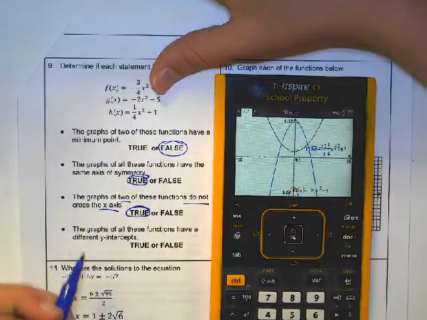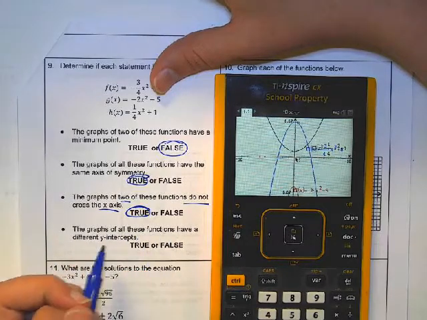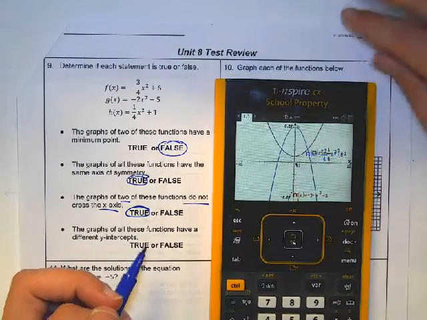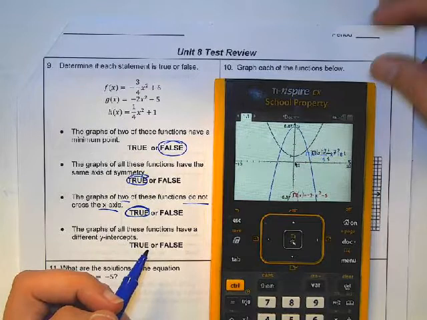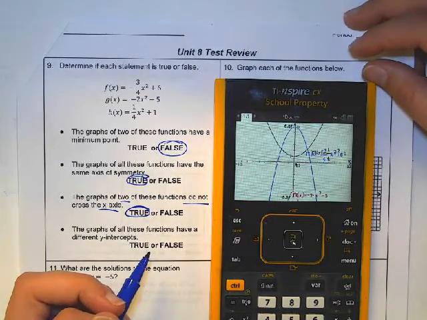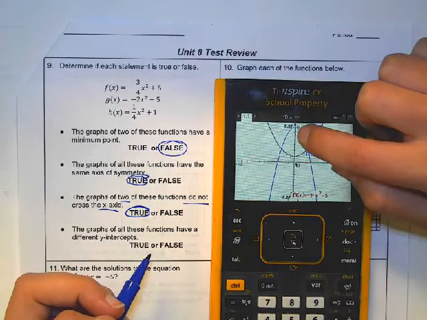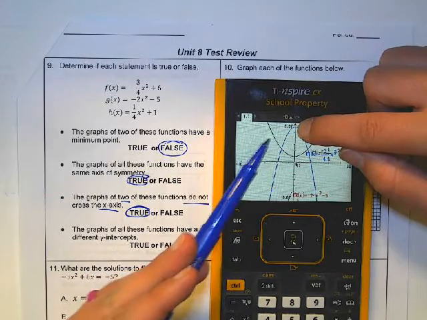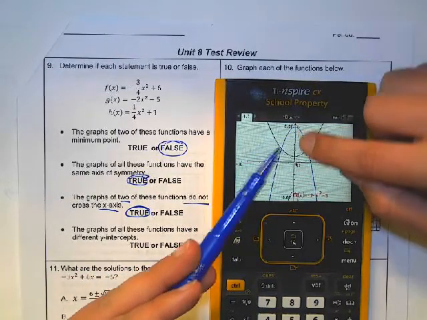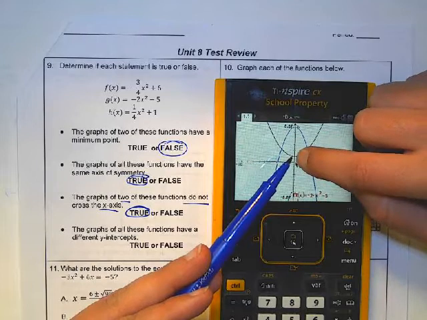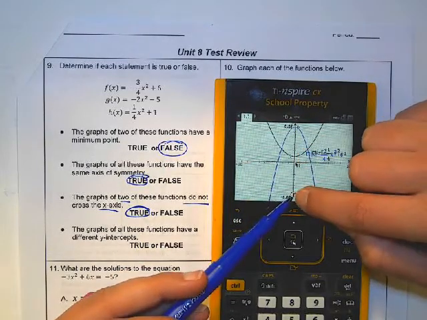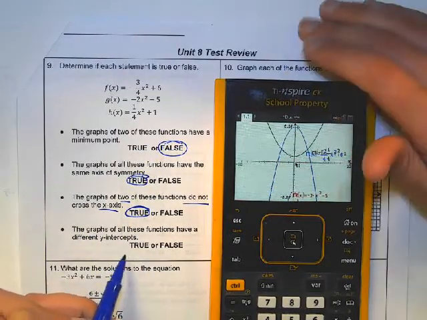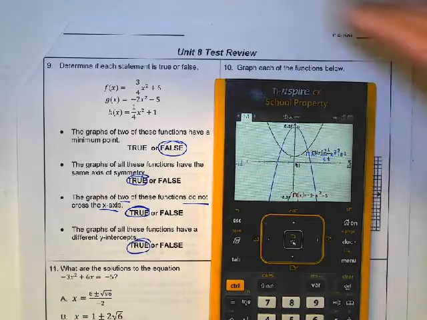Last one. The graphs of all these functions have different y-intercepts. Do they all cross the y-axis at different places? True or false? Do they all have different y-intercepts? Okay. Here's the y-intercept of the blue line. Does any of these other u's cross right here, the y-axis at this blue line? Here's the black line. Do any other lines cross the y-axis here? Here's the red line. Do any other lines cross the y-axis here? No. So they all have different y-intercepts. Is that true or false? True. They all have different y-intercepts.